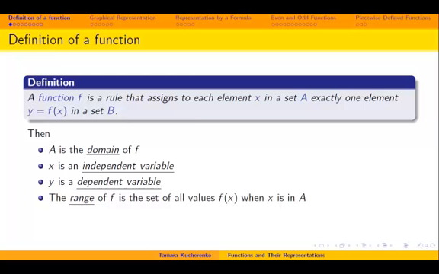The sets A and B could be arbitrary. For example, we can define a function from a set of all living people into the set of natural numbers by mapping each person into his or her year of birth. In this course, however, we will typically consider functions for which the domain A is a subset of real numbers and B is all real numbers.